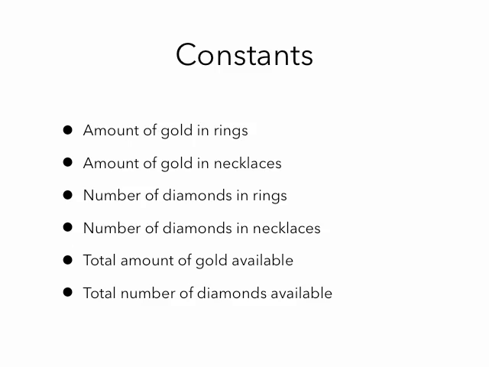These are things that are constants in this problem. The amount of gold in every ring, the amount of gold in the necklaces, the diamonds in the rings, the number of diamonds in the necklaces, how much gold we have available, how many diamonds we have available.